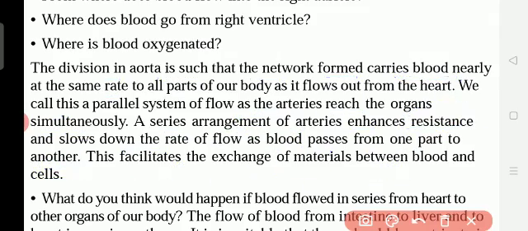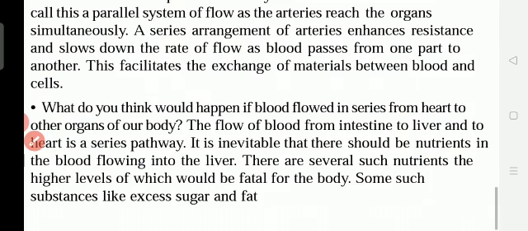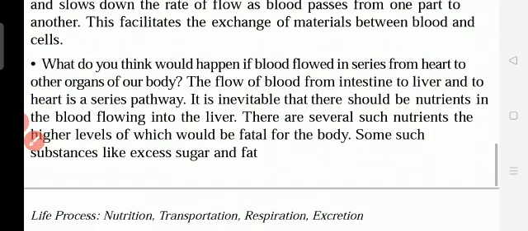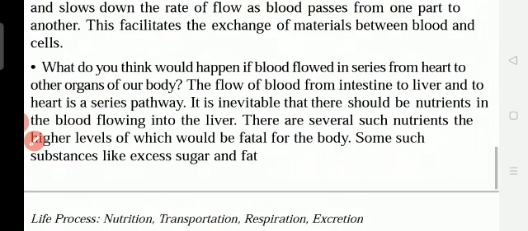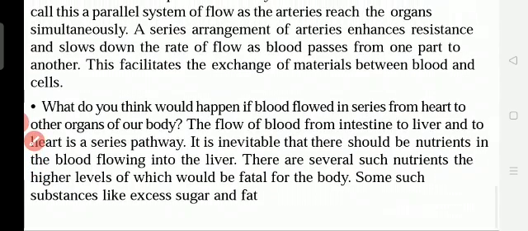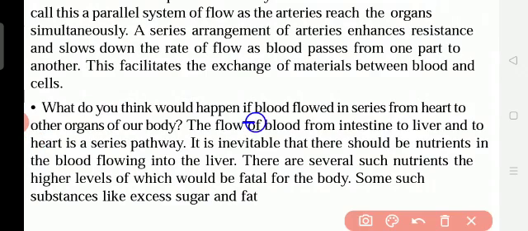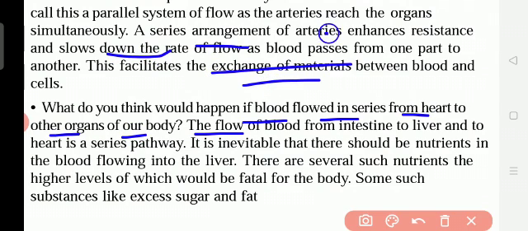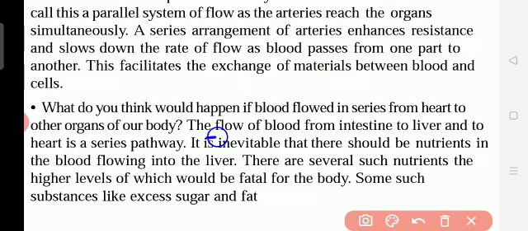The division of the aorta is such that the network formed carries blood. If you don't understand about the arteries and veins, please see the video that I posted yesterday. Here we call this a parallel system. Arteries reach the organs simultaneously. A series arrangement of arteries enhances resistance and slows down the rate of flow of blood from one part to another. Arteries also slow down the circulation of the blood.